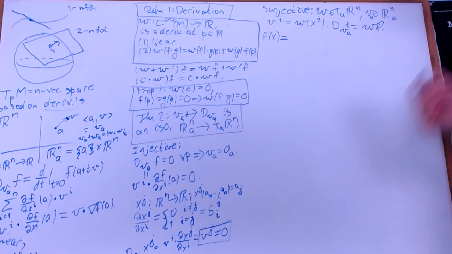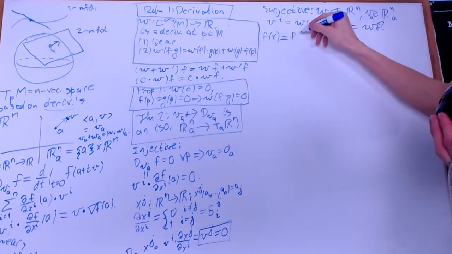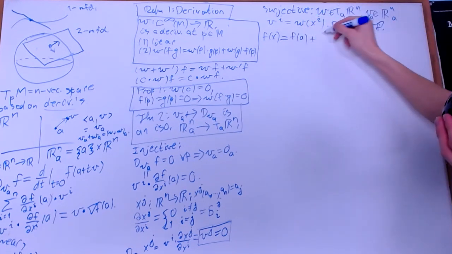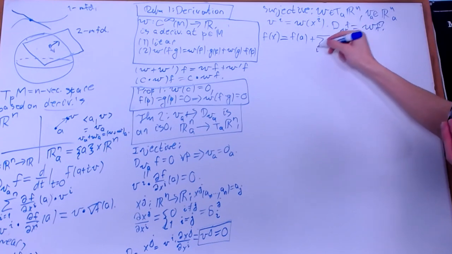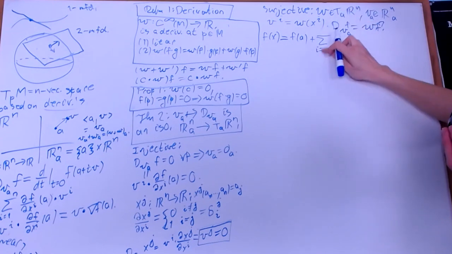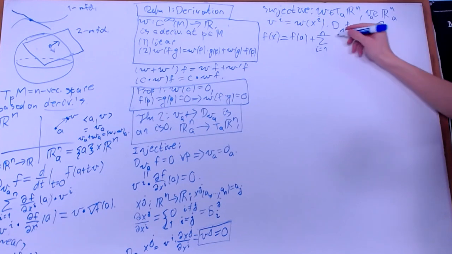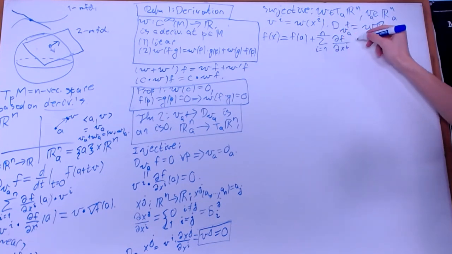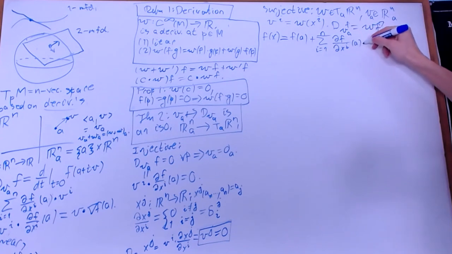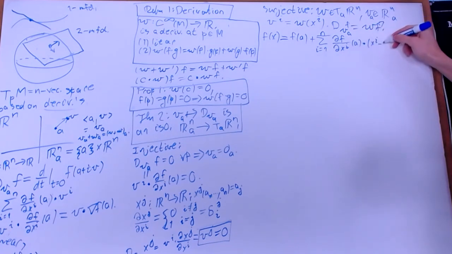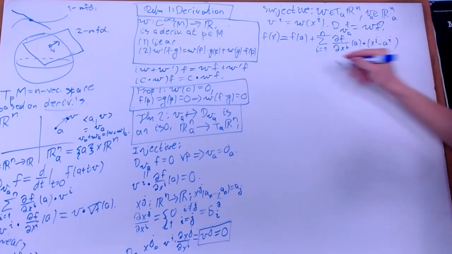This is a specific form of Taylor's theorem you've probably never seen before. If I have time, I'll create a video where I prove this form of Taylor's theorem. The way you can define it is by f of a plus the sum from i equals 1 until n of del f on del xi applied to A times xi minus ai. All right, that's our main part.